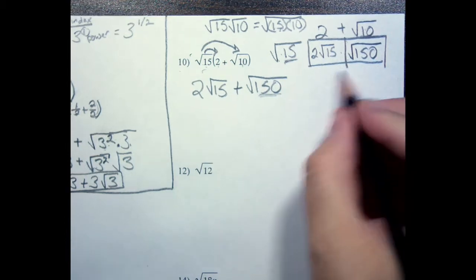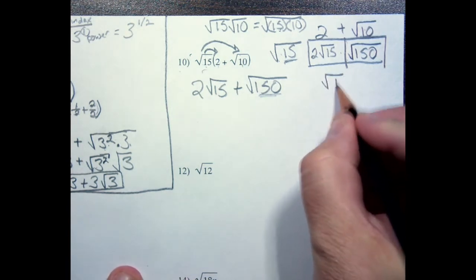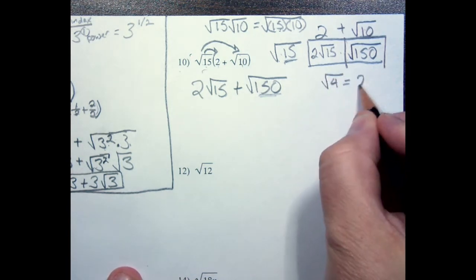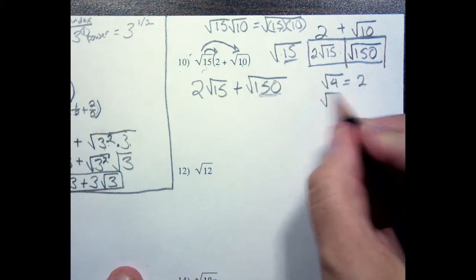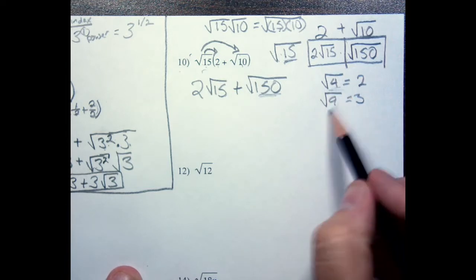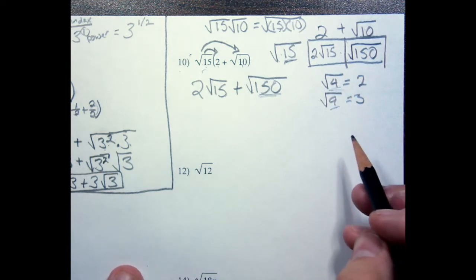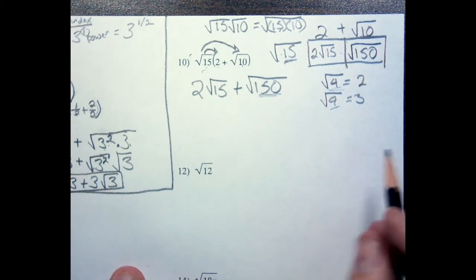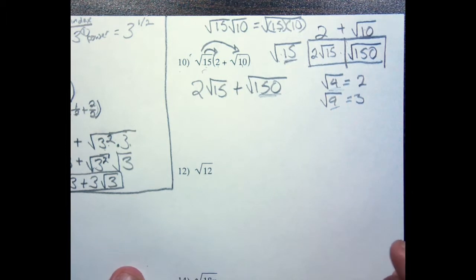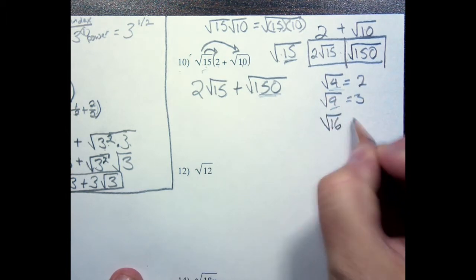So whenever we have to simplify a square root, we've got to think of the square root of 4 is equal to 2. The square root of 9 is equal to 3. Now, where am I getting these numbers from? I'm thinking backwards. What's 4 squared? What's 4 times 4? 16. So what's the square root of 16?